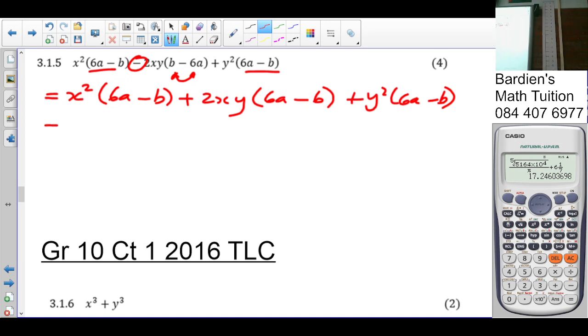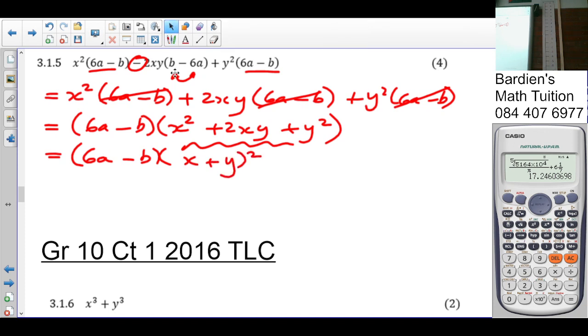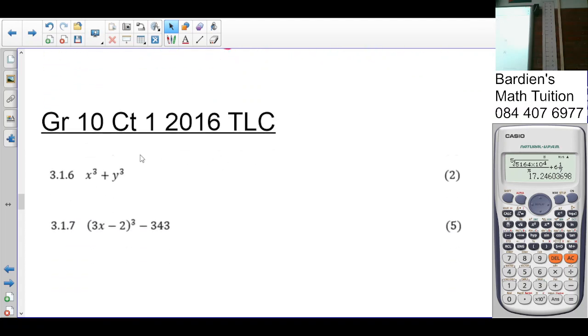So as you can see there, that 6a minus b is common. I'll take that out and leave x squared plus 2xy plus y squared. As you can see, it's a perfect square trinomial. There's going to be 6a minus b times x plus y, all squared. Let's carry on.